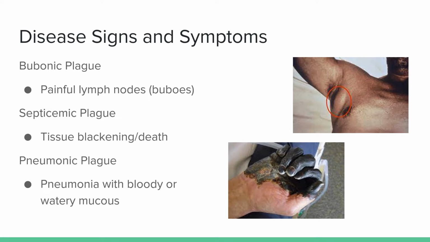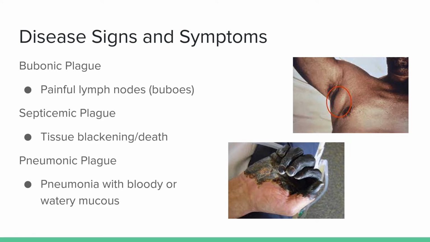There's also the septicemic plague, which causes tissue blackening and eventual death of the tissue. These can also be found at the bottom of the feet or at the extremities, such as your fingertips, and it will eventually cause cellular death.